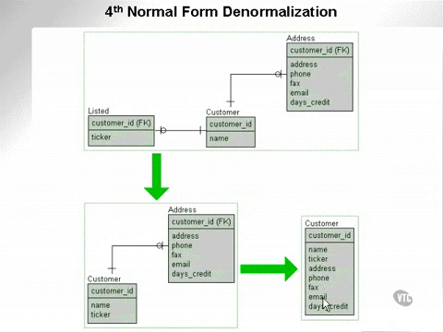Why would you want to do this? Because the SQL statement here would look at 3 tables, and in this case it would look at 1 table. Fourth normal form attempts to remove potentially nullable objects such as the customer address detail and the stock market ticker symbol from the customer object.